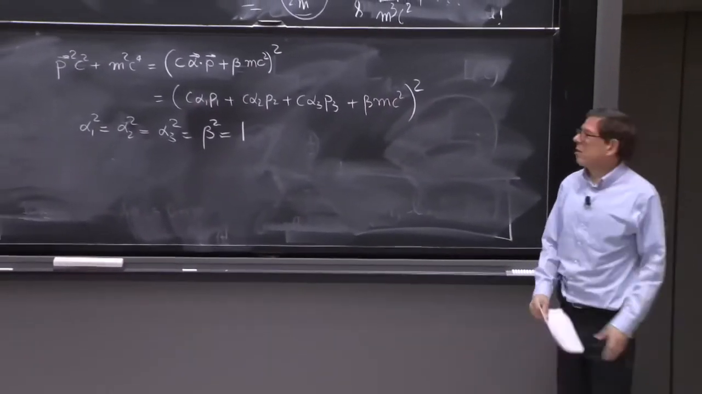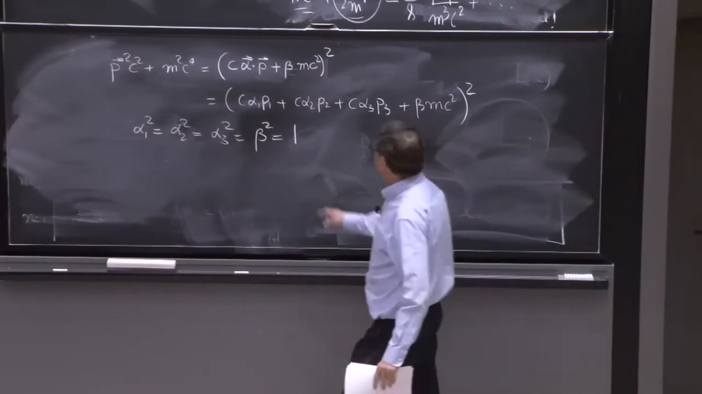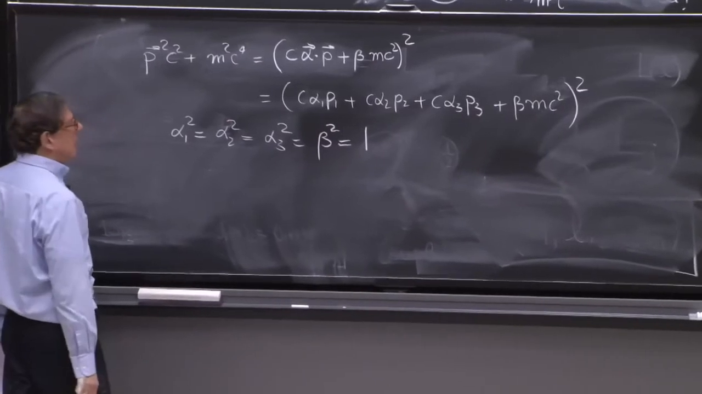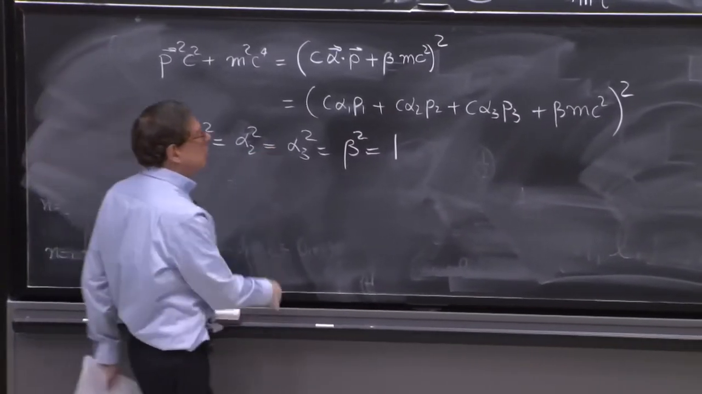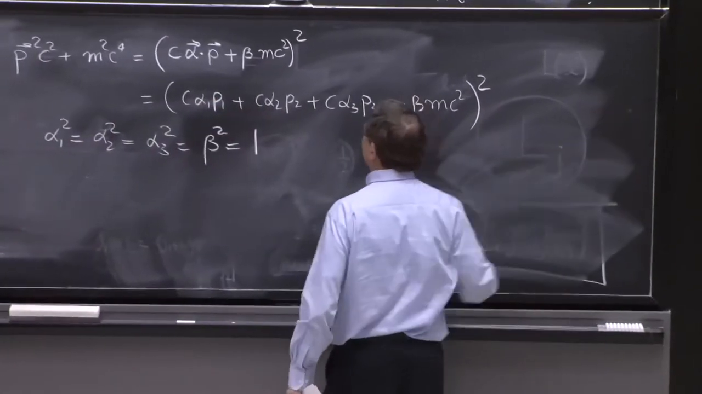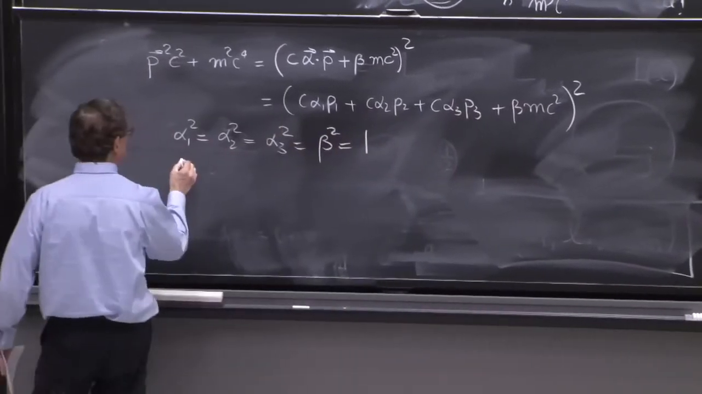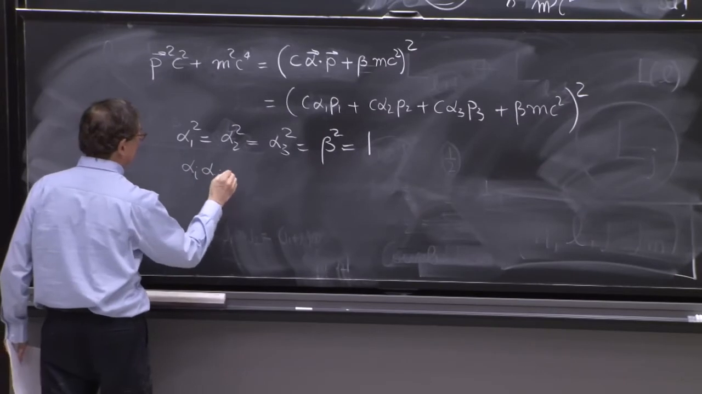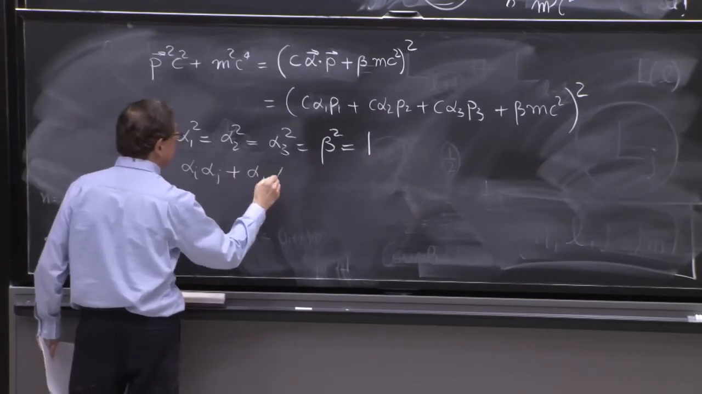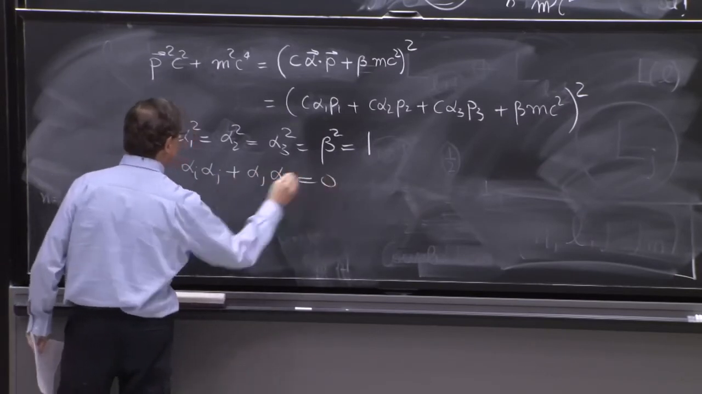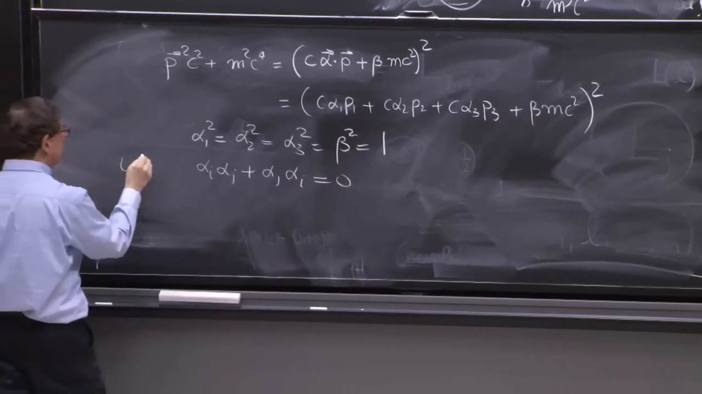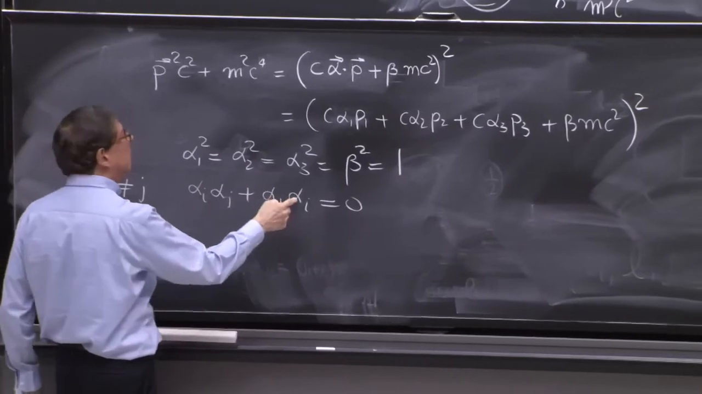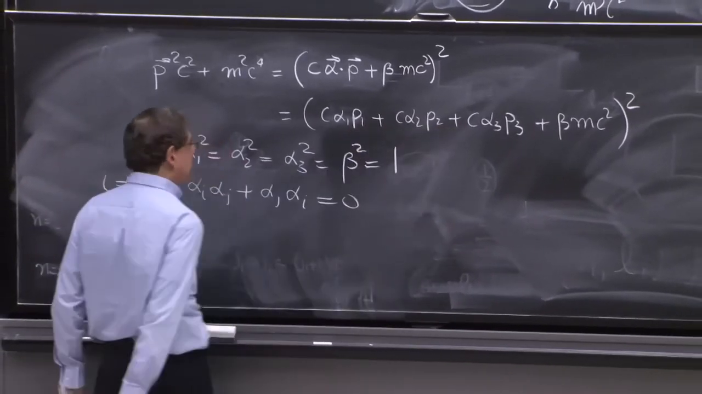But the cross products must also work. So for example, the cross product of p1 with p2 should vanish. And that, well, if you write these two factors like that here, you would say, oh, what I need now is that alpha i times alpha j plus alpha j times alpha i should be 0 for all i different from j. So for example, alpha 1 alpha 2 plus alpha 2 alpha 1, when you do the product, should vanish.